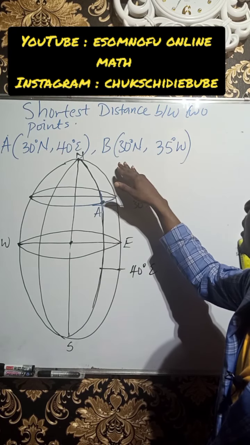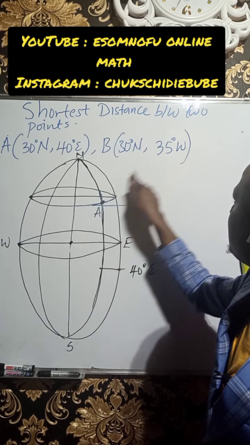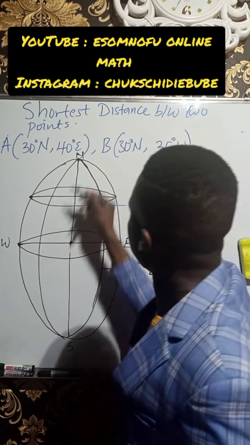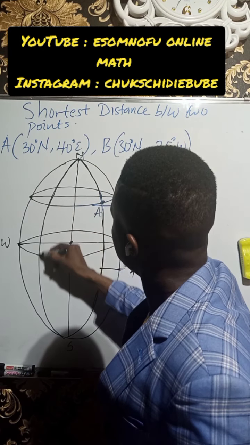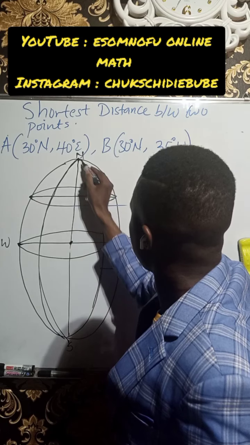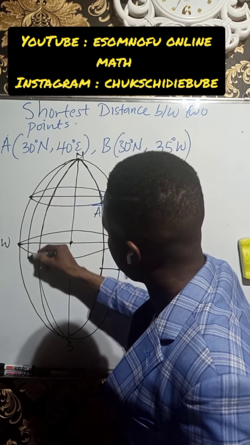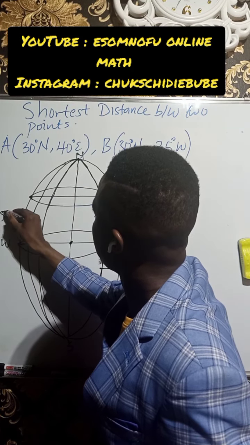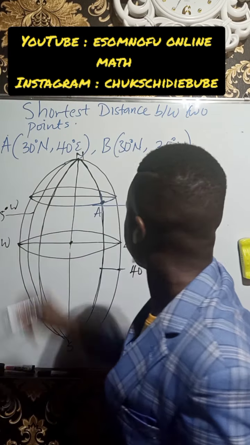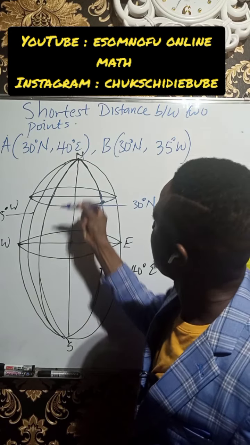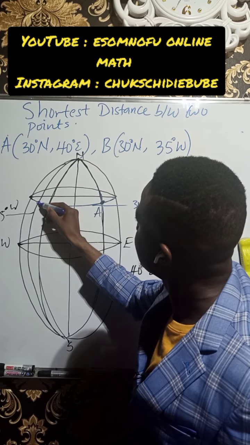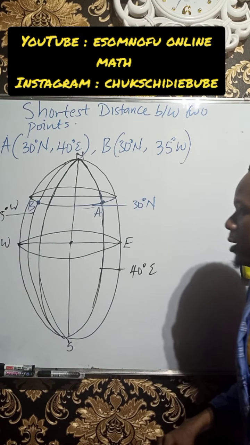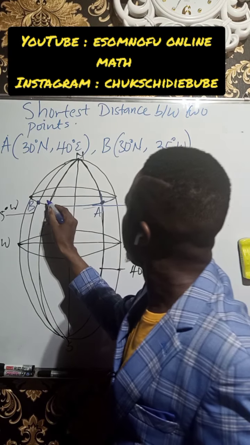Now for point B, the same 30 which we have marked, but it's on the west, which is 35 degrees. So let us assume that this particular point is at 35 degrees, or let us increase a bit because 35 should be more than 30. So let's say that this point is 35 degrees west. The point of intersection of this 35 degrees and this latitude we have drawn will give us point B. Okay, so now we can get their radius.